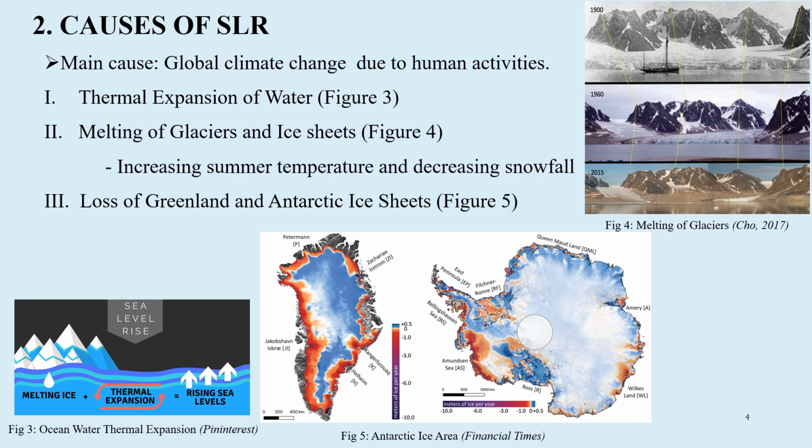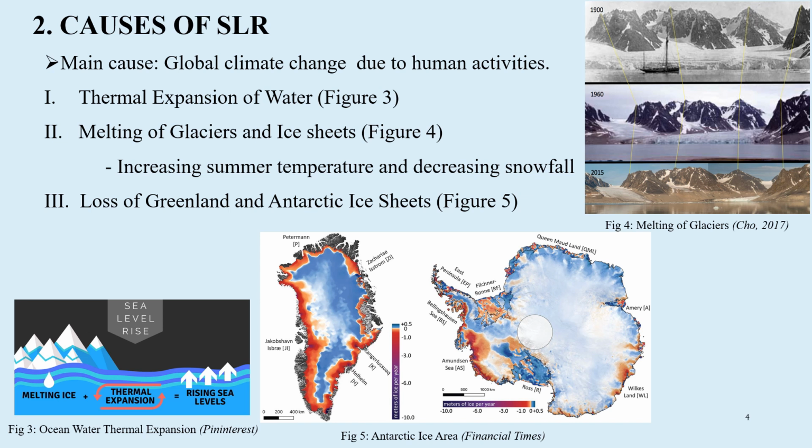Then why do we see the change in sea level? The main cause of sea level rise is human activities that have resulted in climate change. Apart from that, other basic causes of sea level rise can be considered. Number one, thermal expansion of ocean water. Due to global warming, not only the temperature of land area, but also the ocean water temperature has increased. When this happens, the water expands and its volume increases, which leads to a rise in sea level. Similarly, another cause is the melting of mountain glaciers and ice sheets.